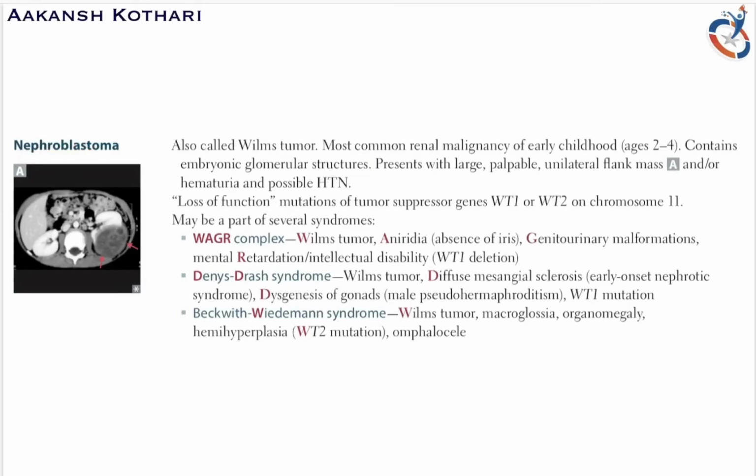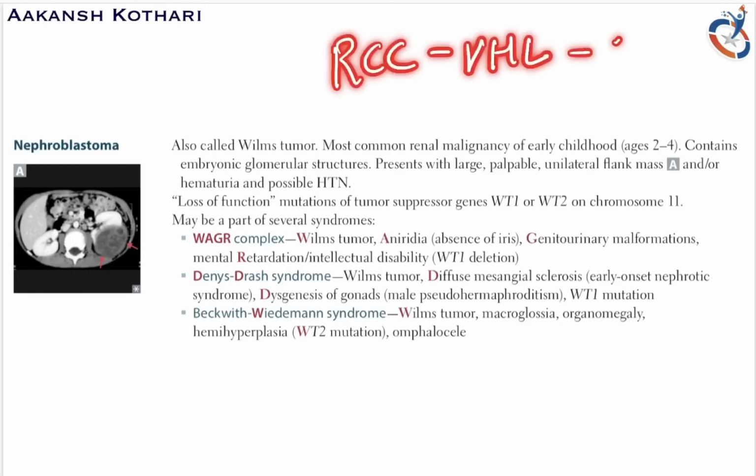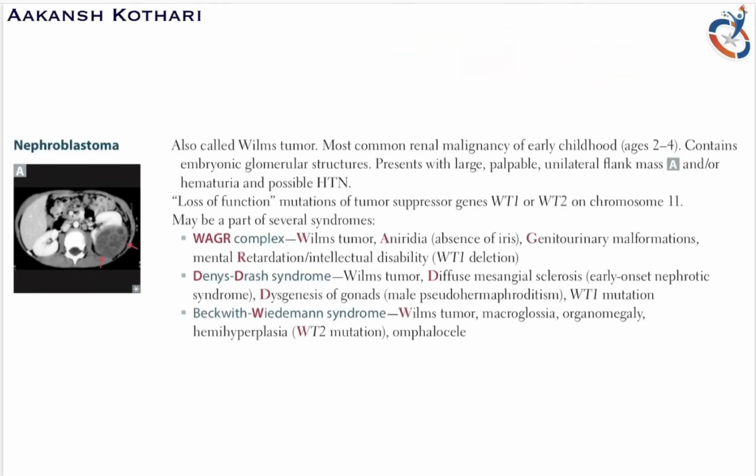Is it clear? Now, it is due to loss of function or mutation of the tumor suppressor gene, that is WT1 or Wilms tumor 1, or WT2, which is present on chromosome number 11. Renal cell carcinoma was due to the VHL gene present on chromosome number 3. And nephroblastoma is due to mutation of the tumor suppressor genes WT1 and WT2 on chromosome number 11.